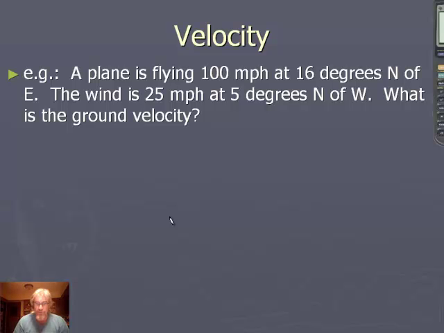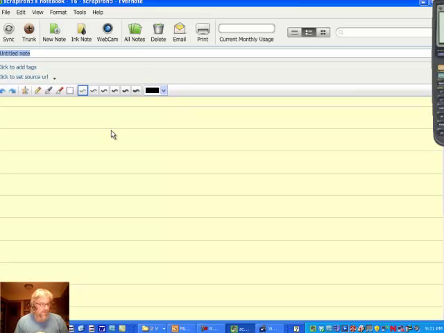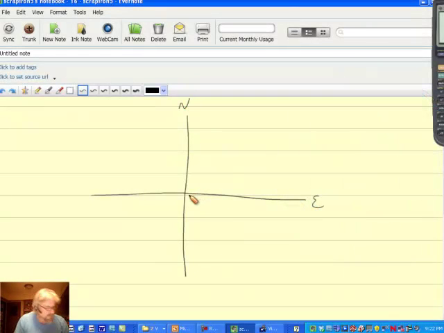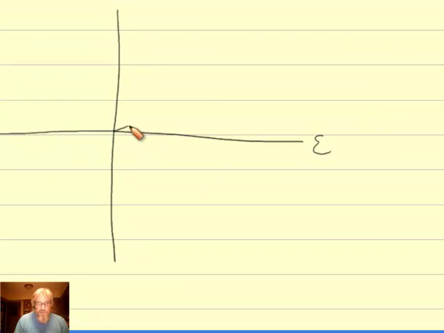I'm going to try this by the Law of Cosines method here. This plane is going with a speed of 100 miles an hour at 16 degrees north of east. So the first thing I want to do is establish what north, south, east, and west are on my sketch here. So here's east and here's north. And this is going northeast, 100 miles per hour, 16 degrees north of east. So I'm going to draw a vector to represent that. There's 100 miles an hour, and that angle there is 16 degrees north of east.